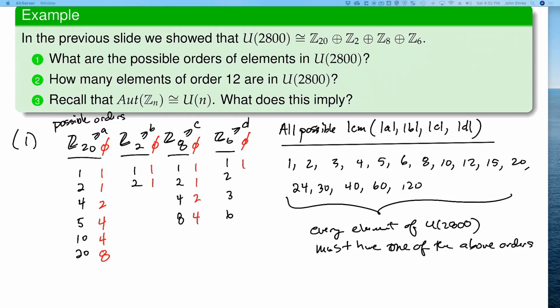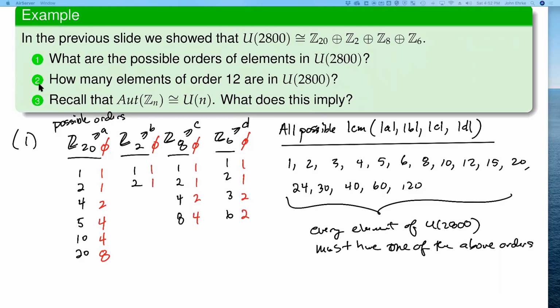Phi of 1 would be 1, phi of 2 would be 1, phi of 3 would be 2, and phi of 6 would be, let's see, you would have 1 and 5, so that would also be 2. The point is, I know this is how many elements of order 20. There are 8 elements of order 20 in Z20. I know there are 2 elements of order 4 in Z8.